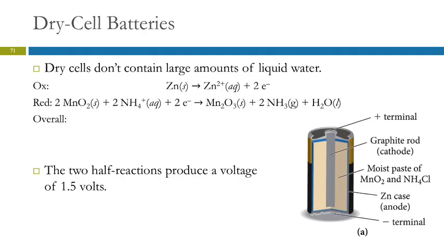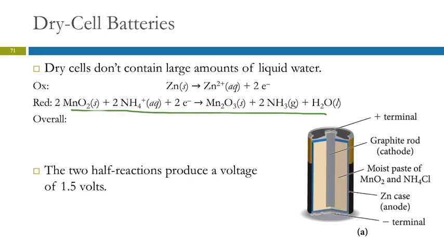Instead of the pictures we've had of the two different beakers with a salt bridge and everything, what we've got here is a zinc case on the outside that's containing the whole thing, and that's actually acting as the anode. And then there's a graphite rod in the center that's the cathode, and then we've got this paste. So it's not a liquid, but it's got water in it, and so ions can move. And so the reaction is occurring in here. So these are the two half reactions. So let's just add those together and see what the overall reaction is.